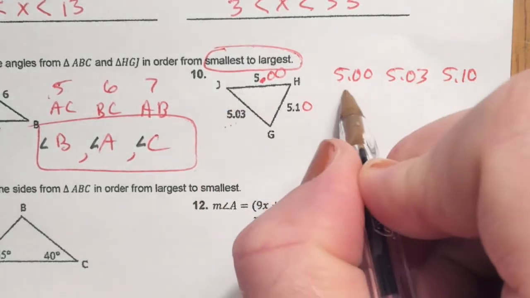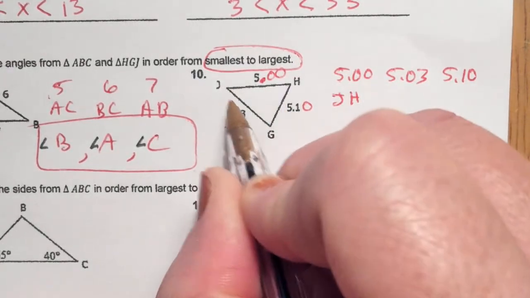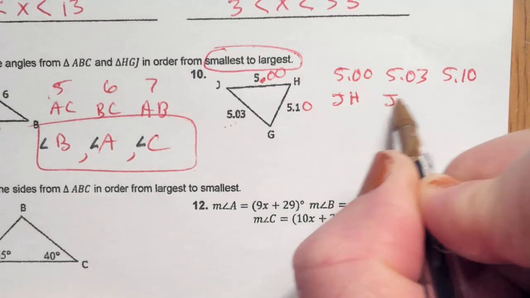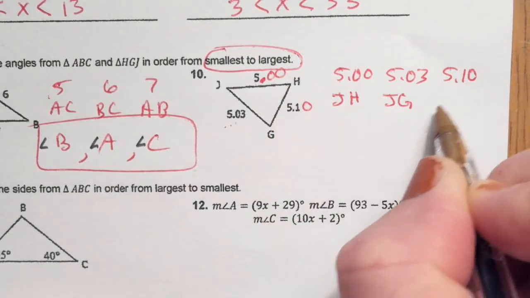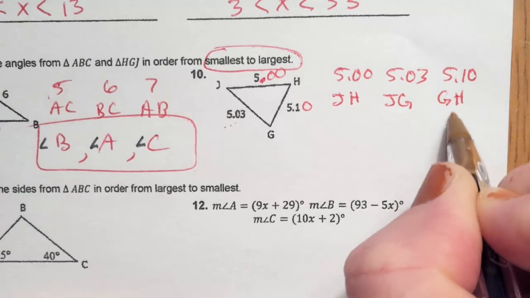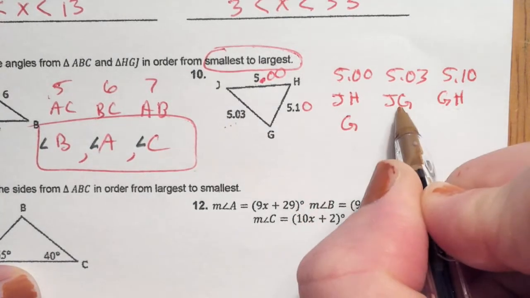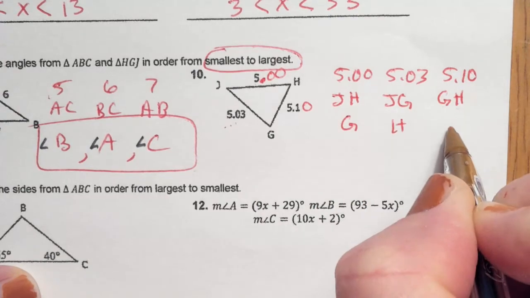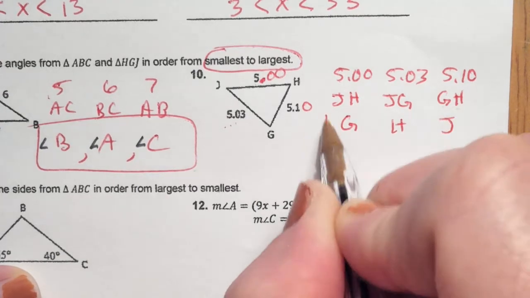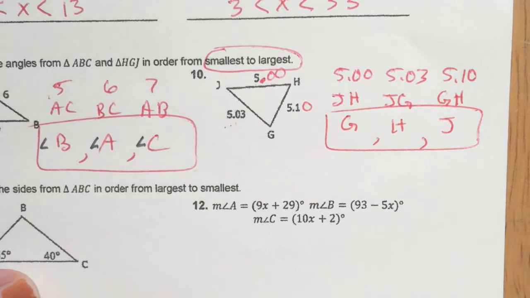Okay, $5 was J to H, $5.03 was J to G, and $5.10 was G to H, or H to G, whatever. All right, what's missing? I'm missing the letter G, the letter H, and the letter J. And those are your answers.